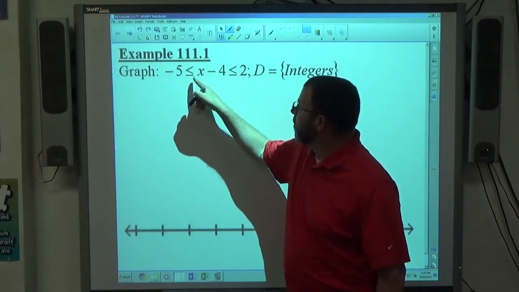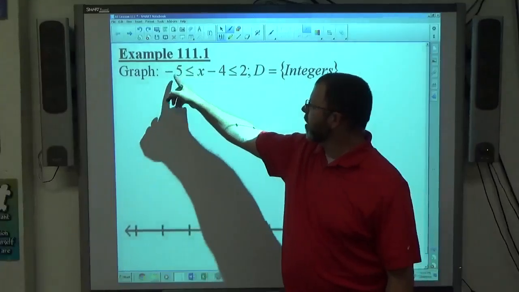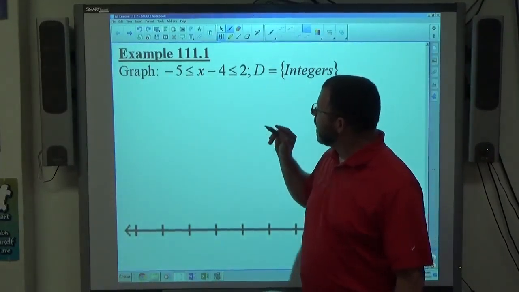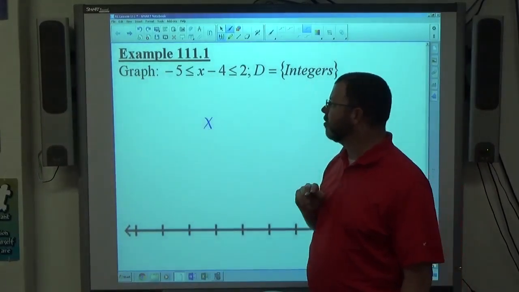First off, notice these are less than symbols. That's on purpose. They're supposed to be less than symbols. Smaller number less than some x expression, smaller than some bigger number. And my goal is to get x in the middle. That's what solve looks like in a conjunction.